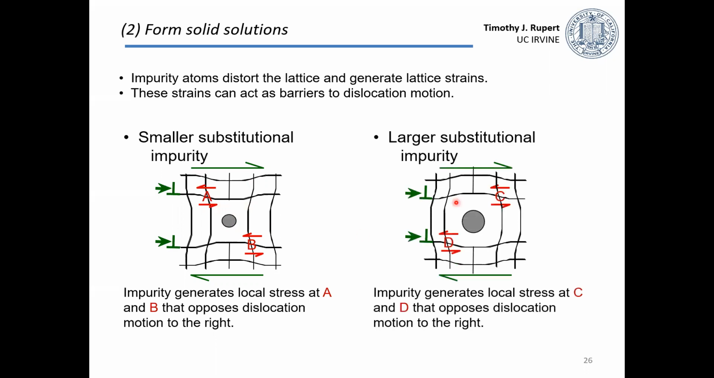You can do the same type of calculation if we have a larger substitutional impurity. All it does is flip the locations of these places where the impurity is opposing the dislocation. But either way, we have a barrier to moving the dislocation, which makes it a little bit harder to plastically deform my material.